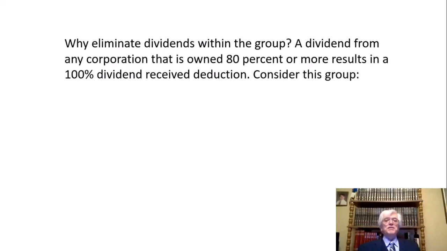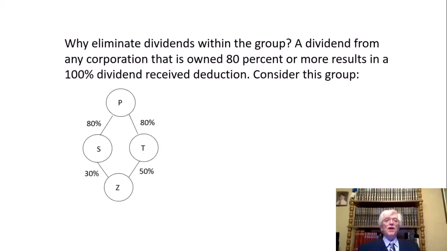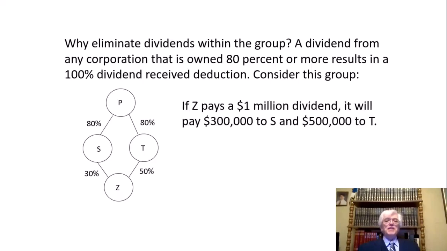Well, consider this group. This is a group from our first video. Remember, P owned 80% of S and P, and then S owned 30%, T owned 50% of Z. So Z is a member because 80% of Z is owned by other members in the consolidated group, and P is the common parent. If Z pays a $1 million dividend, it will pay $300,000 to S and $500,000 to T.